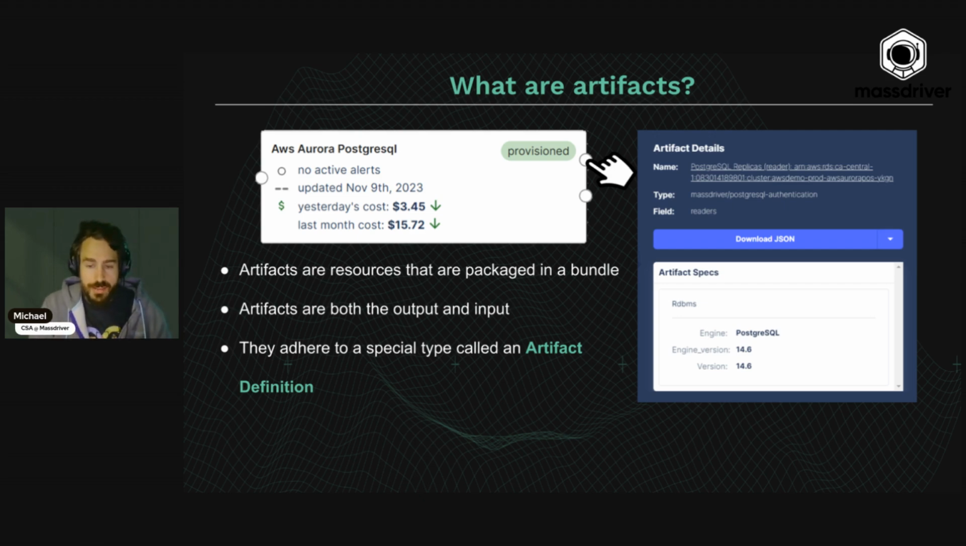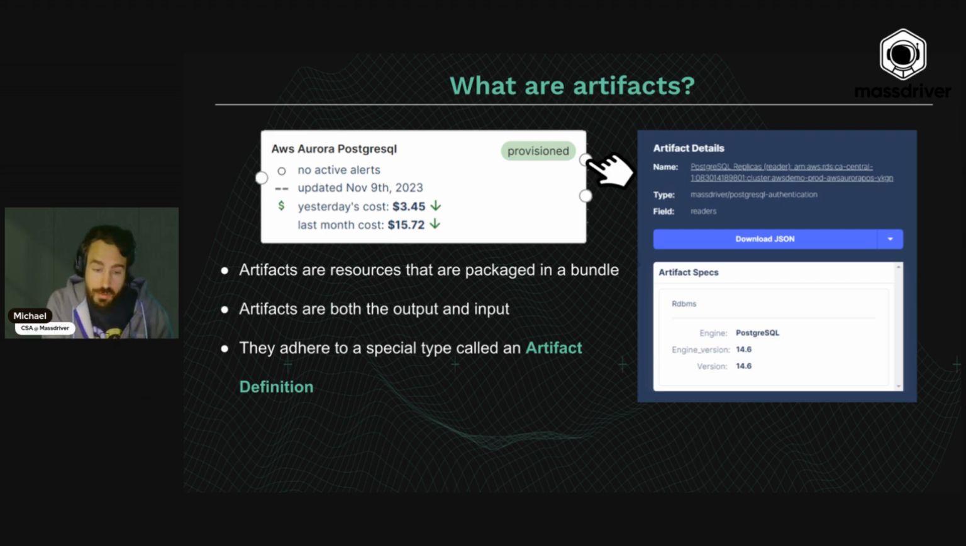What's unique about artifacts is that they are typed. Our artifacts adhere to a specific type called an artifact definition. When I built my Postgres bundle, for example, I claimed that my bundle was dependent on a network artifact definition. When I claim a dependency on an artifact definition, my bundle is able to make a contract with that network bundle that outputs that same type.